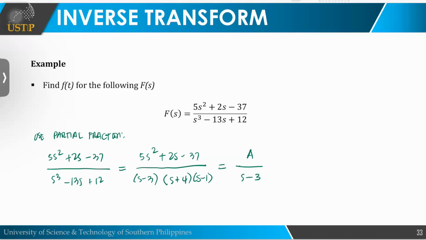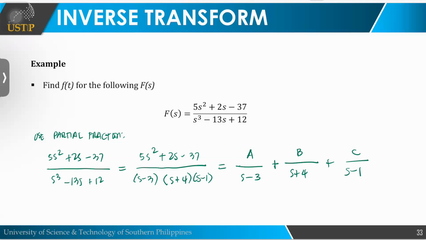Let me review the partial fraction class. I think this was already discussed in your previous courses. So the second term is B over S plus 4, plus C over S minus 1. Right? We split it up; the number of terms is the number of factors in your denominator. So that means we will look for the value of A, the value of B, and the value of C. We split it so that it is easier to get the inverse Laplace transform.